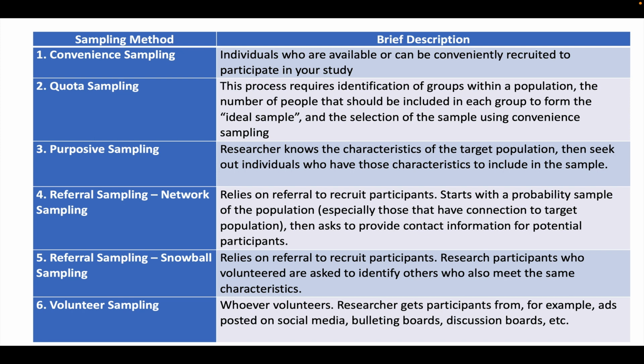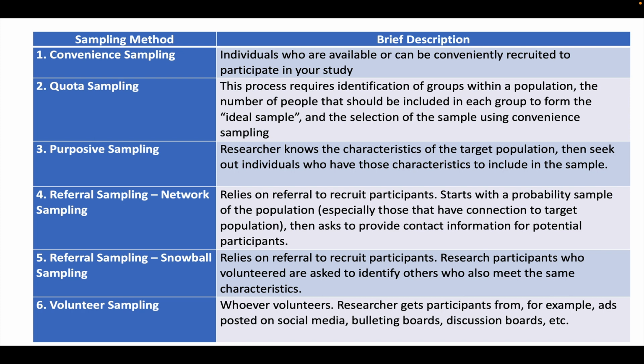Then there is purposive sampling. Researchers know the characteristics of the target population and then seek out those individuals who have those characteristics to include in the sample. There's referral sampling or networking sampling. This relies on referral to recruit participants. Starts with a probability sample of the population, so those that have a connection to the target population, and then asking to provide contact information for potential participants.